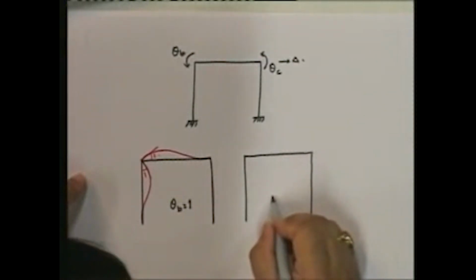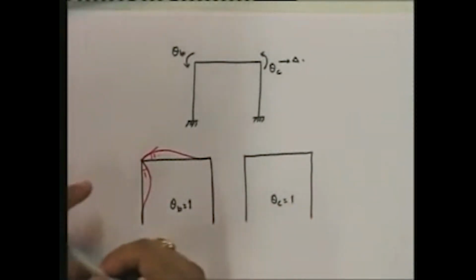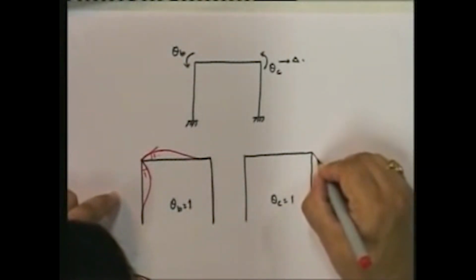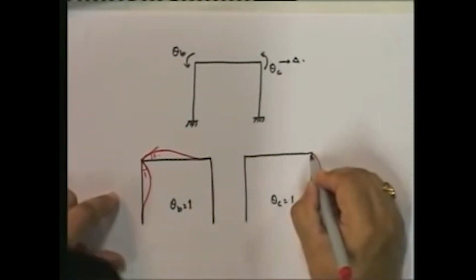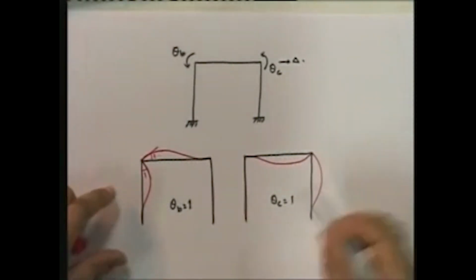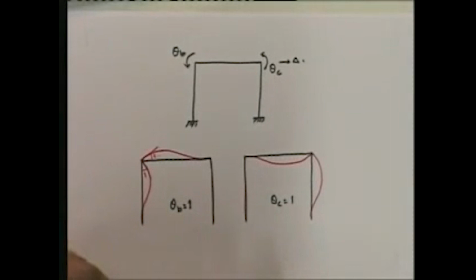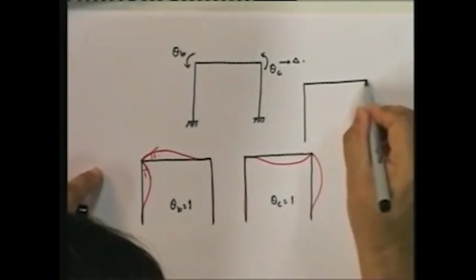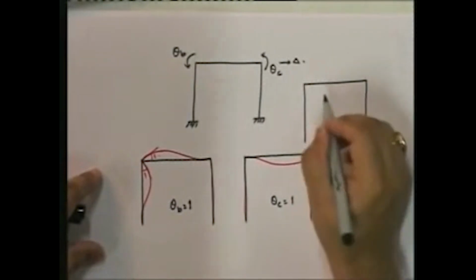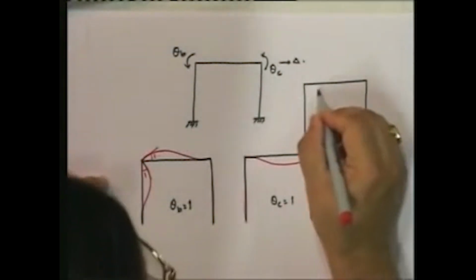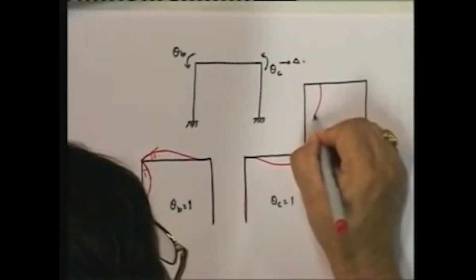Let me put theta C equal to 1. What is theta C equal to 1? You will see that if theta C is equal to 1, then this will go like this, this will go like this, and this will come here. And then finally, delta is equal to 1. Note that when delta is equal to 1, theta B and theta C are equal to 0. So this is going to go this way.